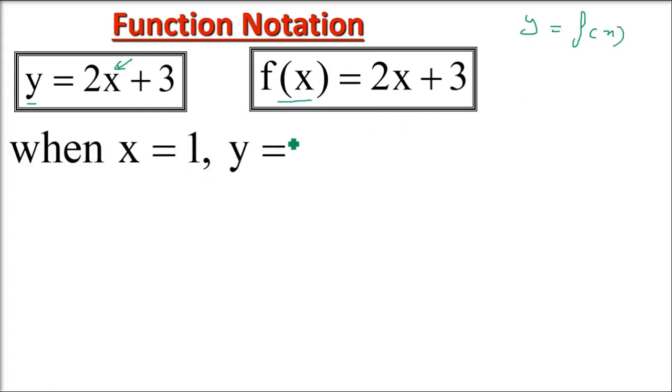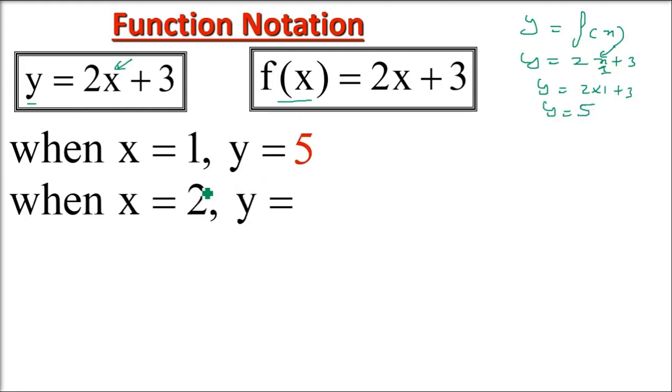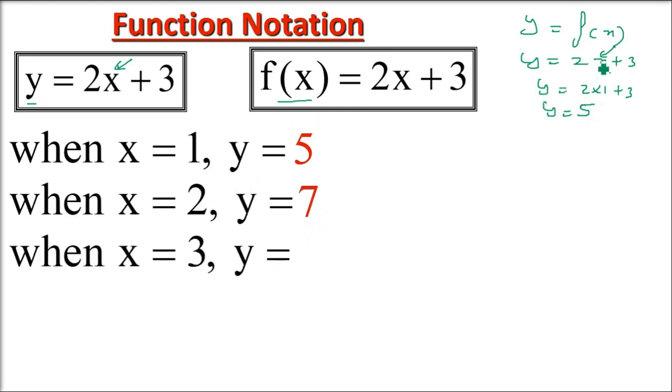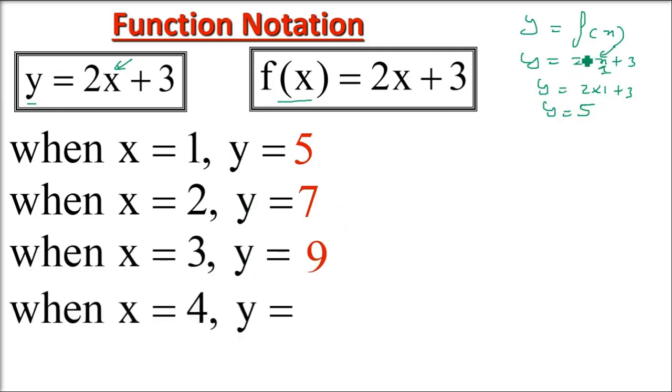So how do we find out the value? If x equals 1, what is y? If y is 2x plus 3, I am putting x as 1. y equals 2 into 1 plus 3. What do you get? y equals 3 plus 2, 5. So y equals 5. Similarly, when you put x as 2, 2 into 2 plus 3, that is 7. x equals 3, 3 into 2 plus 3, 9. 4 into 2 plus 3, 11.